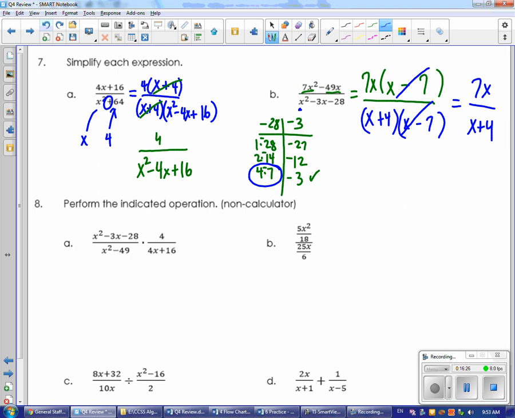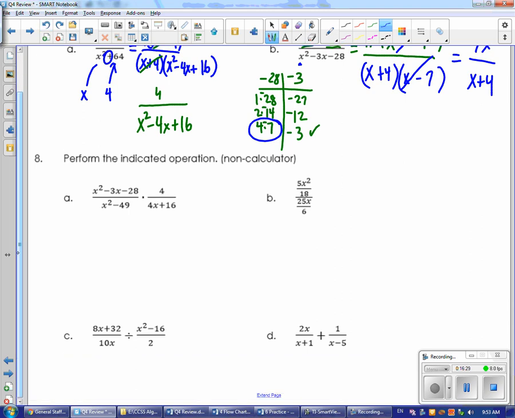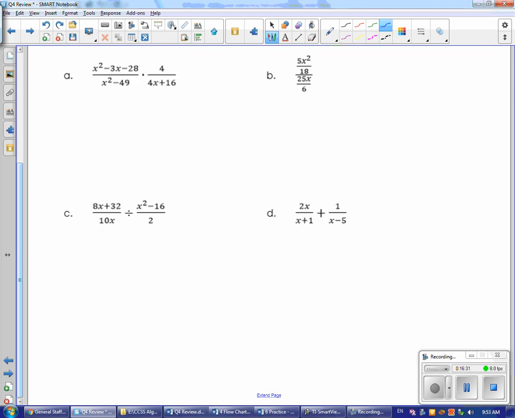All right, let's take a look at number 8. 8 has 4 different problems in it. And the rules for multiplication, division, addition, and subtraction are all kind of different. I think students usually struggle with addition and subtraction the most because in order to combine the fractions, you have to have a common denominator. That's not the case with multiplication and division. But with multiplication and division, you do need to factor everything so that you can simplify the expressions with cancellation.